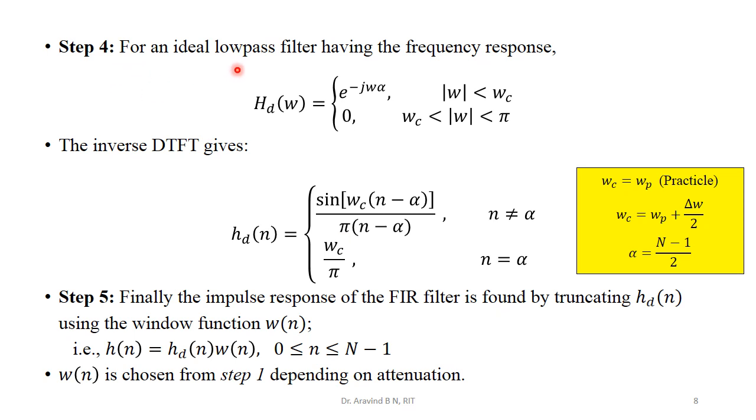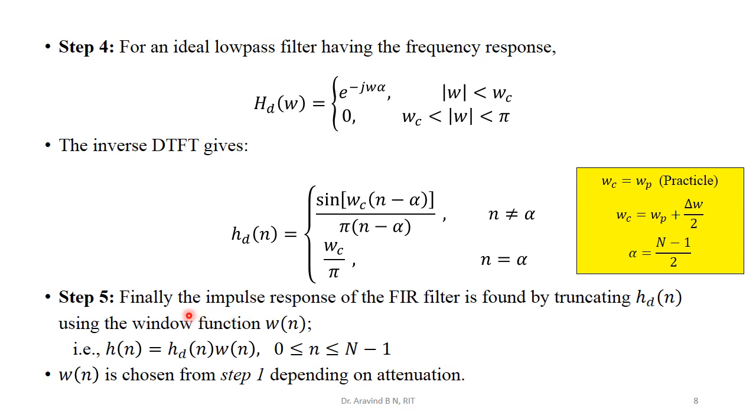Step 4, for an ideal low pass filter having the frequency response given, HD of W is given, and our requirement is to calculate HD of n. If this is the frequency response given, apply the IDFT for this one, and we are going to get HD of n, which will be sine of WC into n minus alpha divided by pi of n minus alpha for n not equal to alpha, and it will be WC by pi for n equal to alpha.